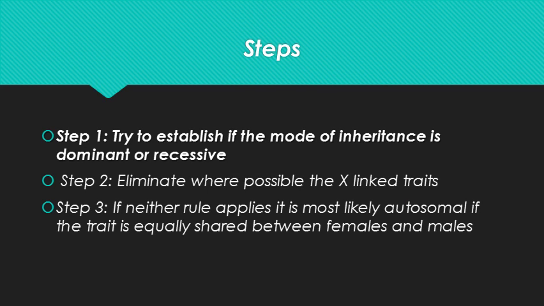So when we're looking at a pedigree, there's 3 steps that you need to look for. Try to establish if the mode of inheritance is dominant or recessive. So if 2 parents have the trait and a child doesn't have the trait, it's dominant. If 2 parents don't have the trait but a child has the trait, then it's recessive. If that doesn't work it out, then we eliminate, where possible, the X-linked traits.